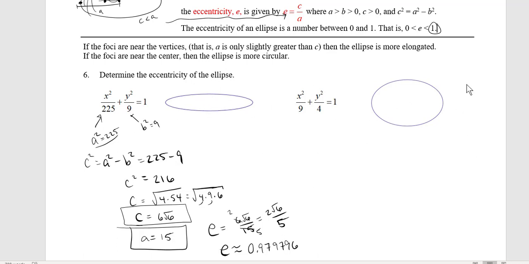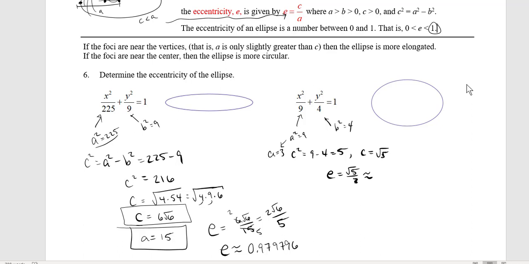Maybe pause and see if you can work this one out real quick. Same exact idea, the next one here. A squared is 9, B squared is 4, so C squared is 9 minus 4 is 5. C is root 5. So then, since A is 3, we get the eccentricity equals root 5 over 3.